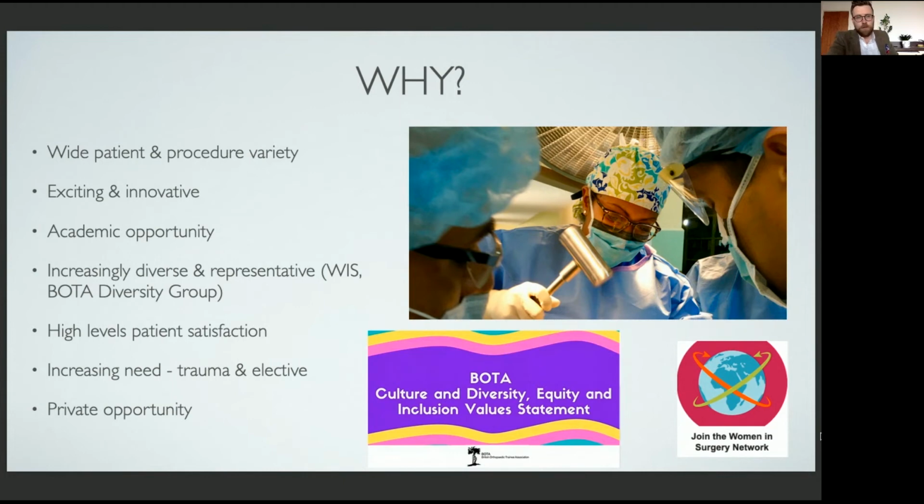And there's a huge variety of procedures that you can develop your skill set in. And every day is different with trauma. And the way that you approach strategies and develop ways to manage these injuries, I just find it fascinating. It's an incredibly exciting specialty. You never know what's going to come through the door on a trauma call. It's incredibly innovative. It's not just a hammer and nails.